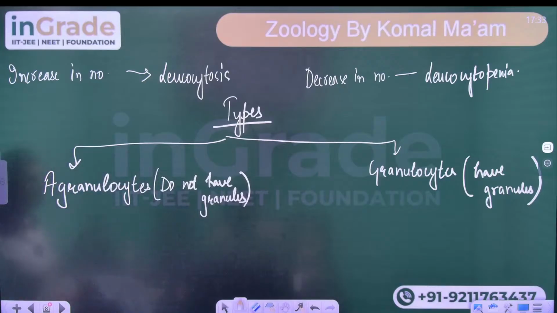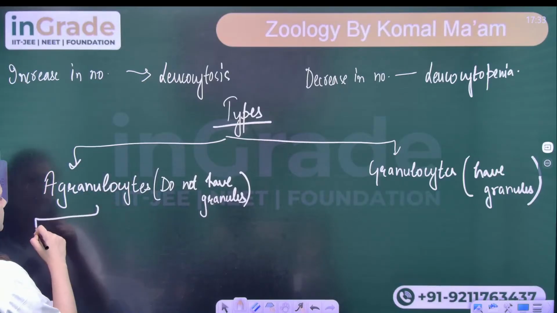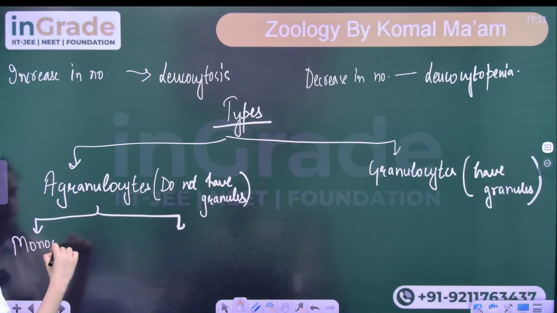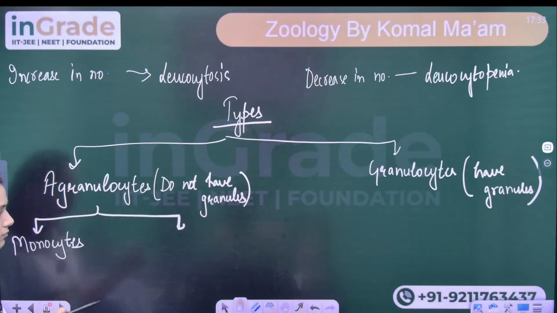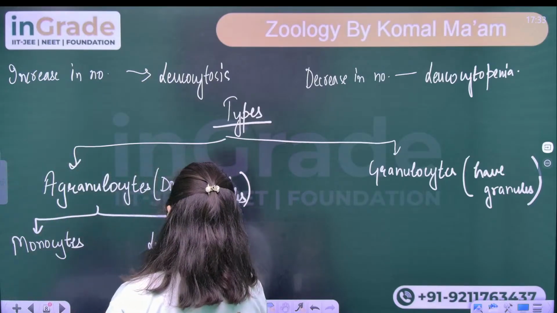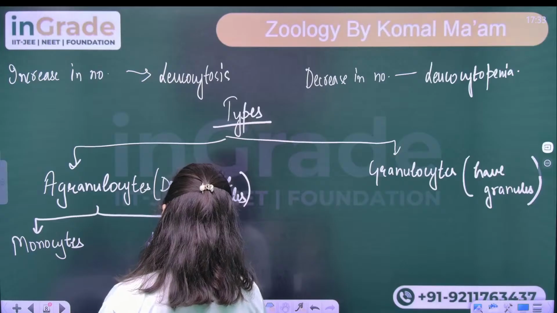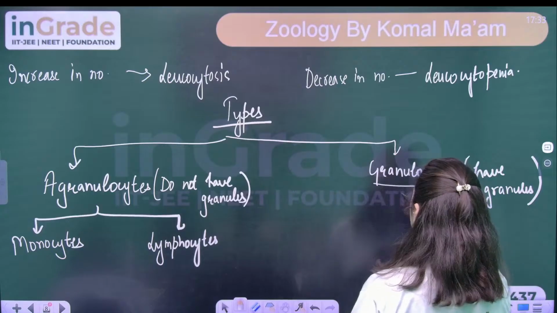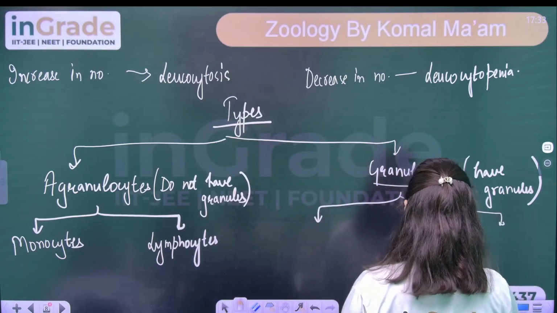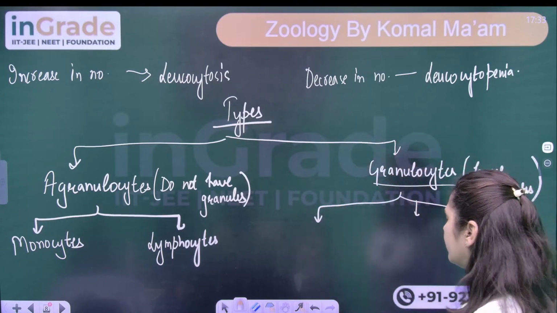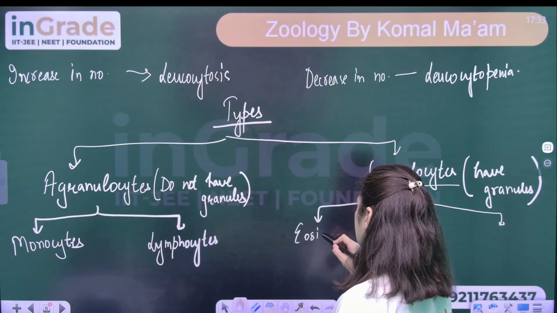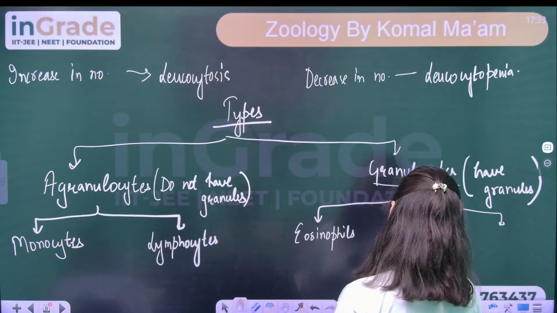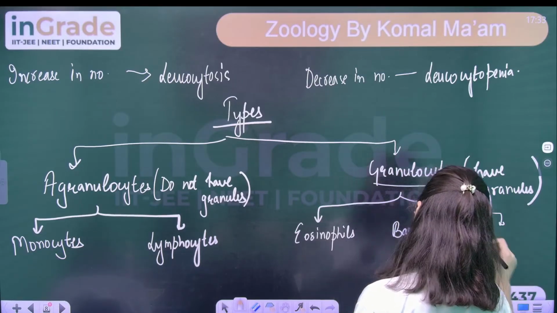There are further subtypes. Agranulocytes have two subtypes, that is monocytes and lymphocytes. And second, granulocytes have three subtypes, that is eosinophils, basophils, and neutrophils.